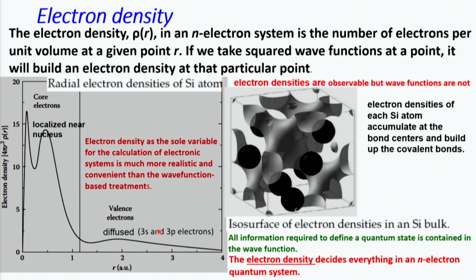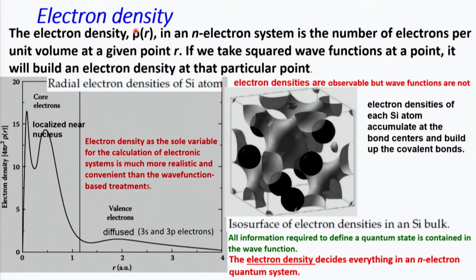So the electron density in any electron system is the number of electrons per unit volume at a given point r, which is given by rho r. If we take the squared wave function at a point, so essentially as I was mentioning, the square wave functions are also used. They are not in the true sense the wave function, we call them Kohn-Sham functions or Kohn-Sham wave functions. Those can be used to get this density.